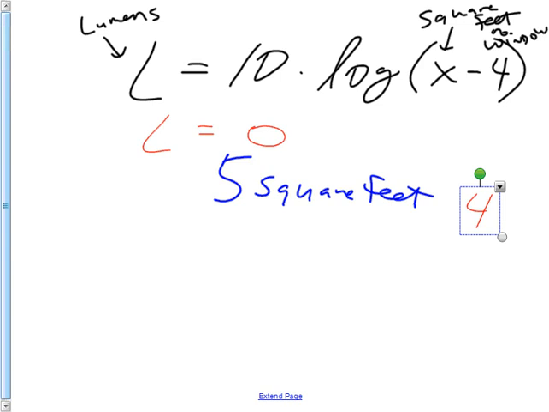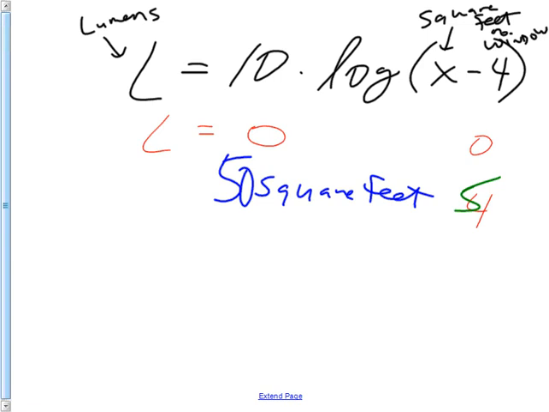5 square feet gives you 0 lumens, as in if you're underwater and you have a 5 square foot window, you're not letting in enough light to even be like 1 candle of light. But if I increase this to like 50, then you can figure out how many lumens that is. So everybody try changing this to 50. Put 50 into the equation and see what you get. Question? Yes?